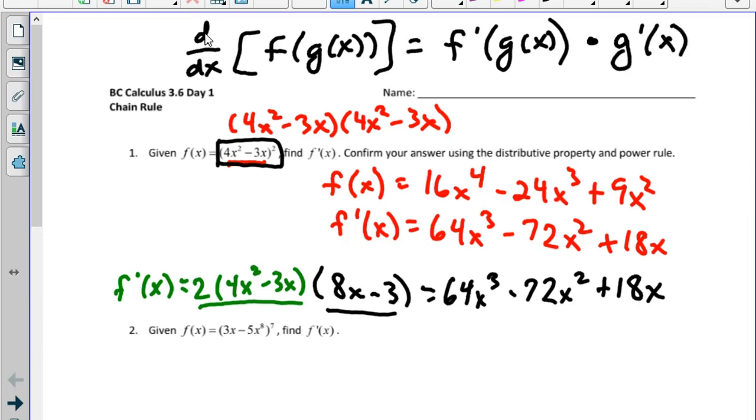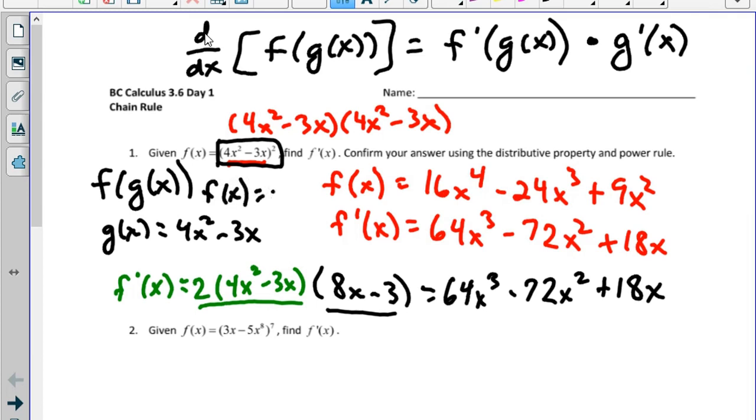Okay, so if I take a look at number one, if I were treating this like two functions, my function g of x would have been 4x squared minus 3x, and my outer layer would have been x squared. So I take the derivative of this, which ends up being 2 times whatever's on the inside, and then I take the derivative of the inner layer, which was 8x minus 3. It'll be easier if we see a lot more problems with it.